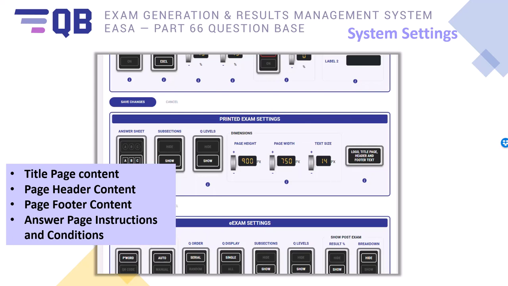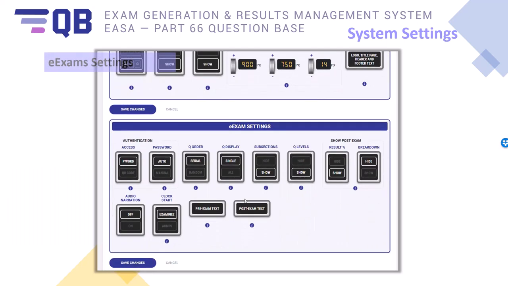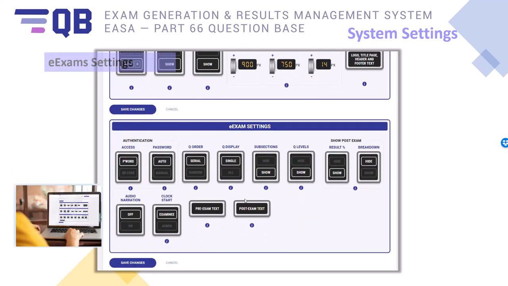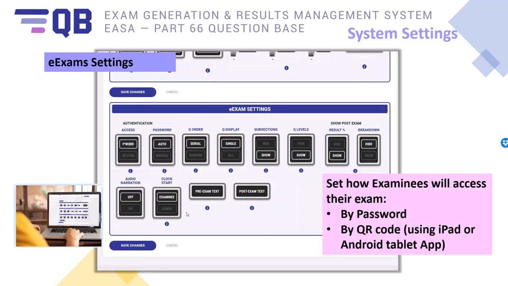Now I'll show you the e-exam settings. With e-exams, we have more options to customize than we do for printed exams. First, we can choose how the examinee will access the exam, that is, either by using a password or a QR code. The QR code can be used if the examinee is taking the exam on a tablet. They can simply scan the QR code with their tablet's camera and access the exam immediately, without requiring a password.